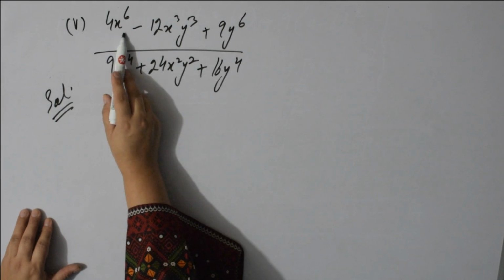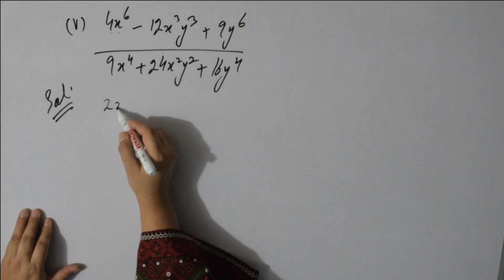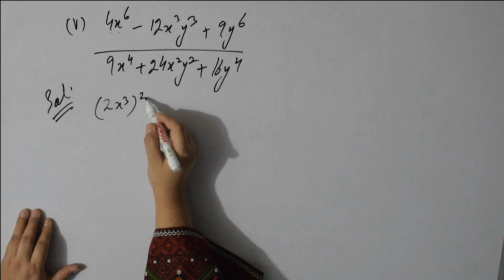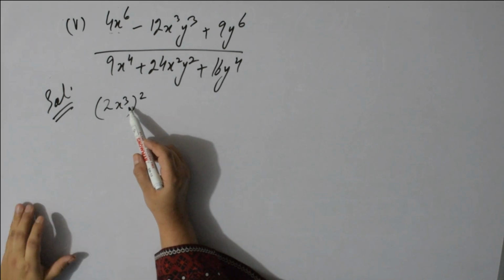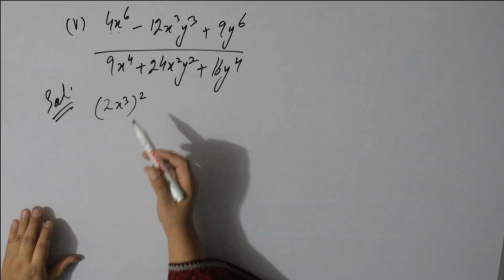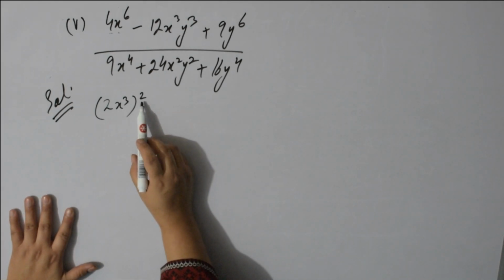So can I write it as 4x⁶ as (2x³) whole square. Why did I write 3 inside? Because I am going to apply its square formula, not its cube formula. If there is a cube formula, then you will write this cube outside the bracket, but here you are factorizing by the formula (a minus b) whole square.